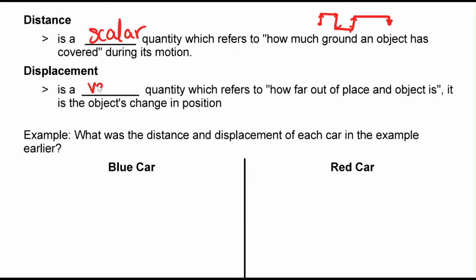Displacement is a vector quantity. So anytime we need a vector quantity, that means we need a direction along with a number. It's a vector quantity that refers to how far out of place the object is. That doesn't make sense. How far out of place an object is. An object, Walton. Come on, man. It is the object's change in position.